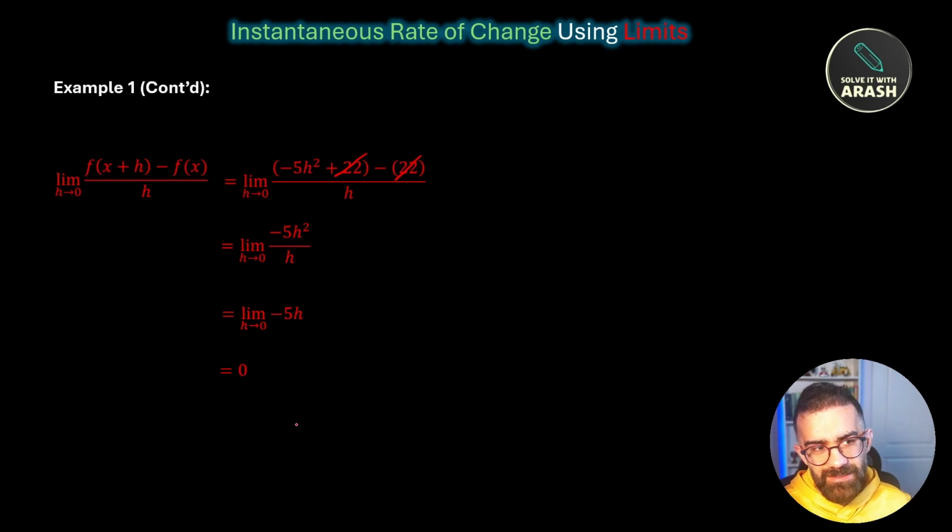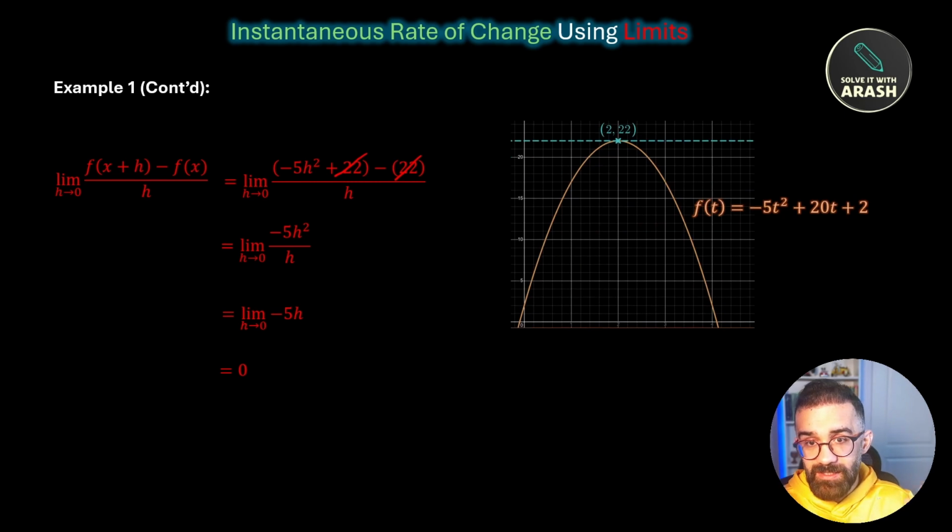But what does it mean when the instantaneous rate of change is equal to 0? How do we interpret this? Okay, I think it's a good idea to look at the graph of this function. The graph of a parabola with a negative leading coefficient is this shape, this parabola, which opens downward, and the vertex of this graph is at 2 and 22.